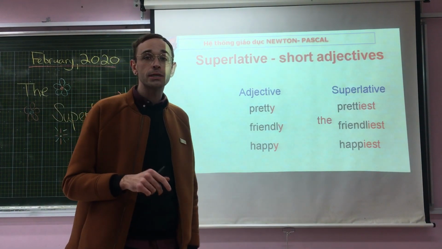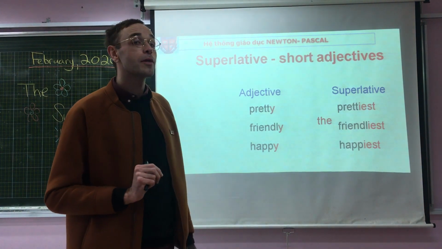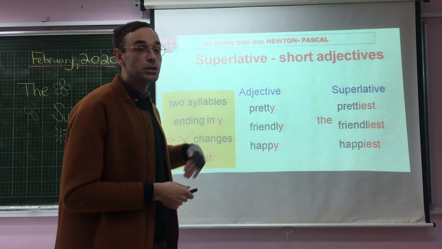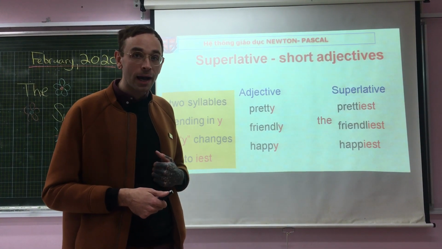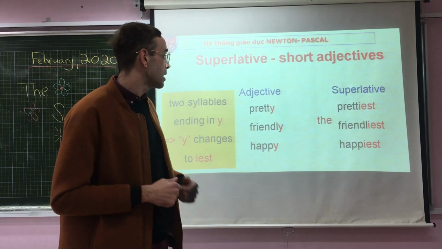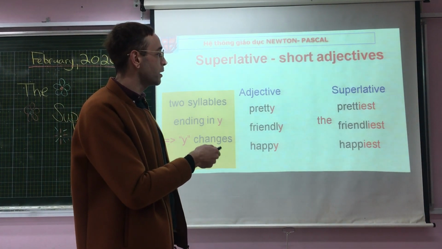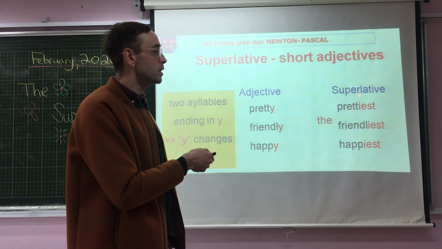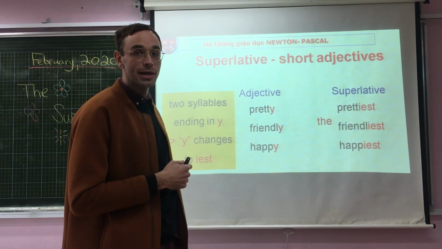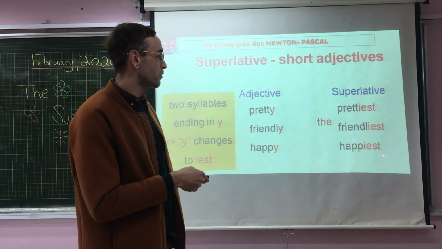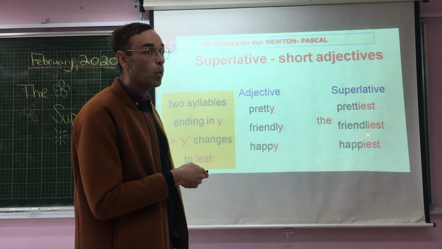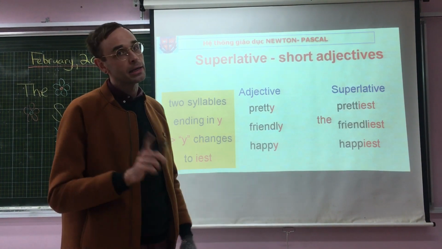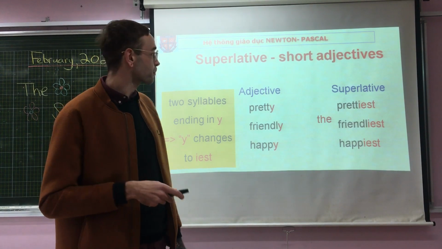For short adjectives that are two syllables and end with the letter Y, we have to drop the Y and change that Y to an I before adding EST. So, prettiest is spelled P-R-E-T-T-I-E-S-T. We do not use the Y, we must change it to letter I. Friendly becomes the friendliest, letter I, not Y, and happy becomes happiest with I, not letter Y. Okay?